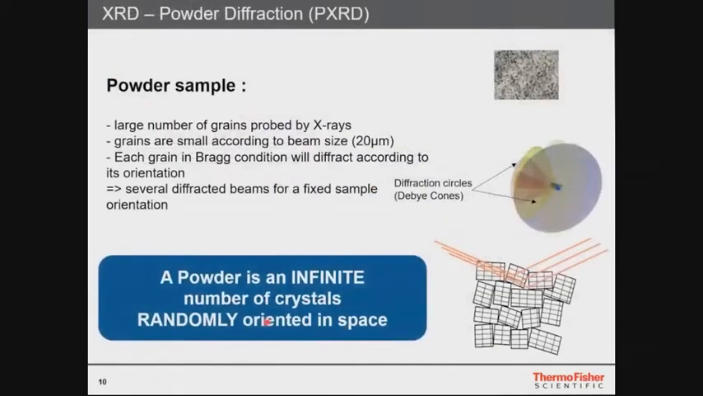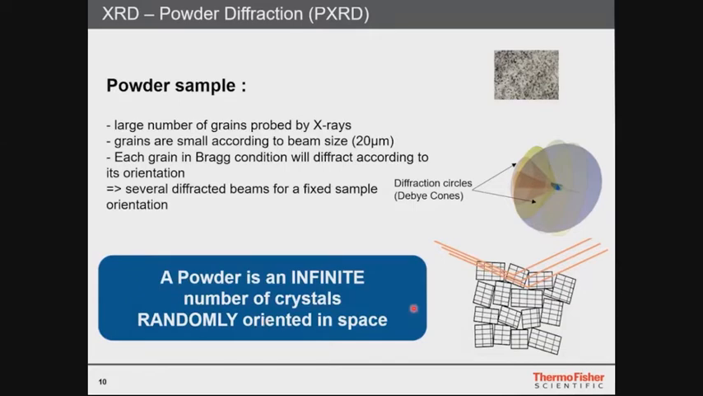What we are mostly doing is powder diffraction. So what is a powder? A powder contains a large number of grains which are probed by X-rays. These grains are small according to the beam size, but they don't have to be too small, because then you get other effects. Each of the grains which is in Bragg condition will diffract according to its orientation. So we get several diffracted beams for a fixed sample orientation.